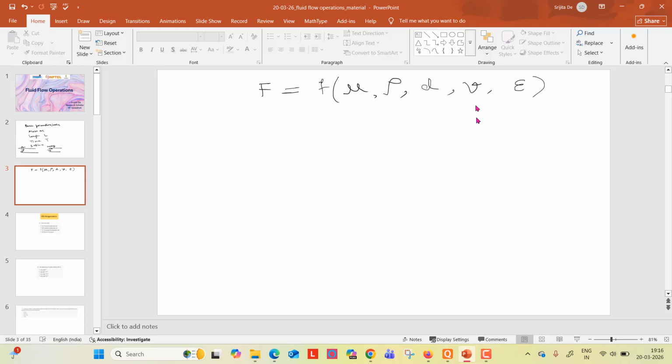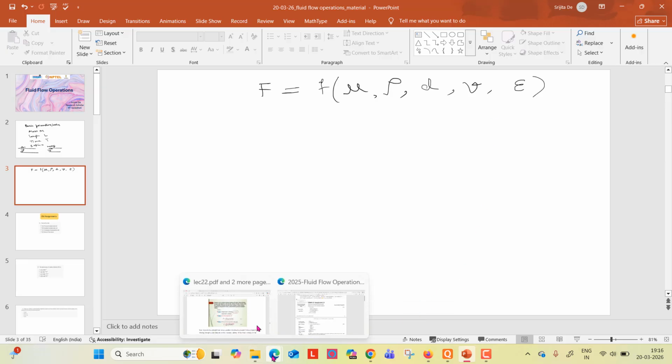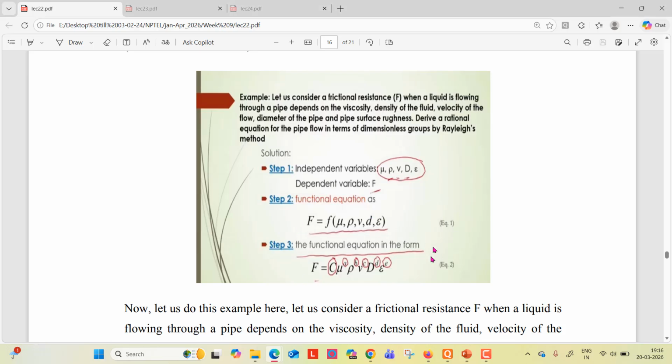Suppose in your case there may be two fluids flowing. Then you have to consider the surface tension, or the interfacial tension of the two fluids, also. So depending on your system, these parameters will keep varying. Okay. Now what they did, so these are the definitions.